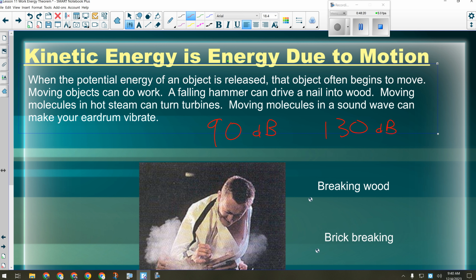Okay, so kinetic energy can do work, and kinetic energy is based on only two things. What two things do you suppose would influence how much kinetic energy you have? If I had a formula that calculated kinetic energy, what two things would be in it? One of them's in the potential energy formula. Mass. Okay? And what else?